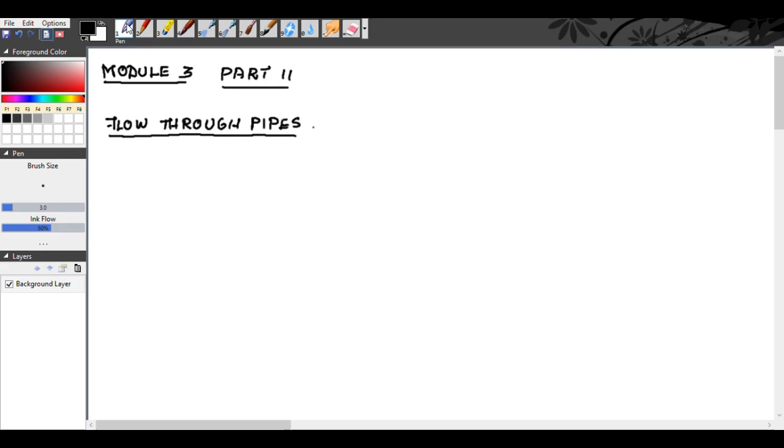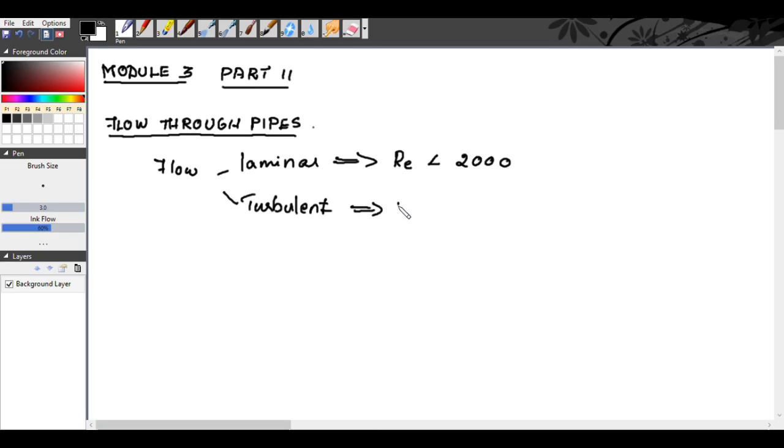When a fluid is flowing through pipes, the flow can be laminar flow or turbulent flow. We know a flow is said to be laminar if the Reynolds number is less than 2000, and the flow is said to be turbulent if the Reynolds number is greater than 4000. When the Reynolds number lies between 2000 and 4000, the flow is neither laminar nor turbulent. That means it is in a transition state from laminar to turbulent flow.